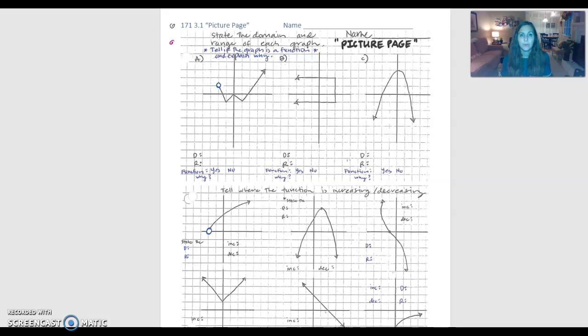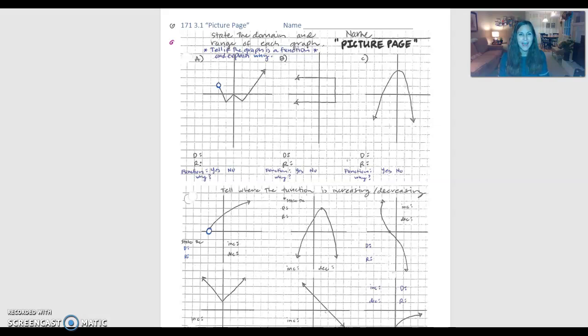I wanted to go over the 3.1 picture page. So this is discussing the domain, range, increasing and decreasing of a picture or a graph. These are actually graphs that we're going to study later this chapter. And this is in the book. It's in section 3.1, but this is just an additional video to help catch you up if you missed class.